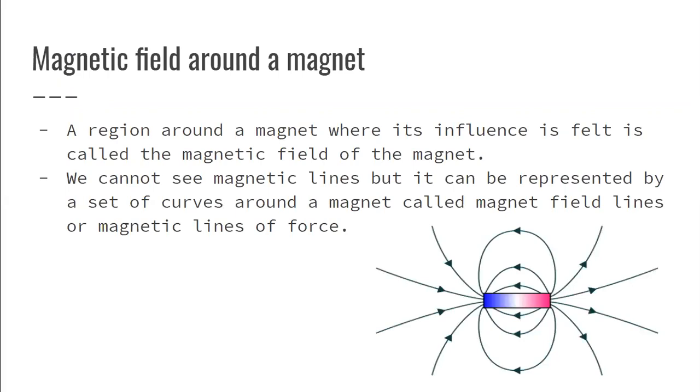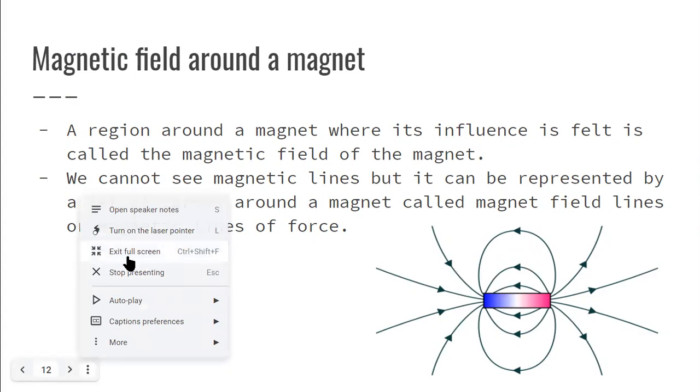First comes the magnetic field around the magnet. In our previous video, you would have seen that we have studied the different magnets and different magnetic substances. But have you ever thought how this magnet works? Magnets work around a magnetic field. A region around a magnet where its influence is felt is called the magnetic field of the magnet.